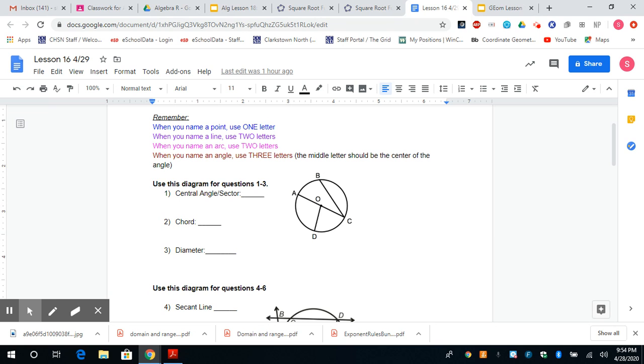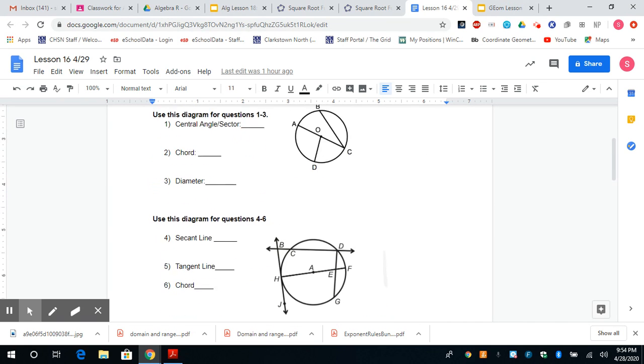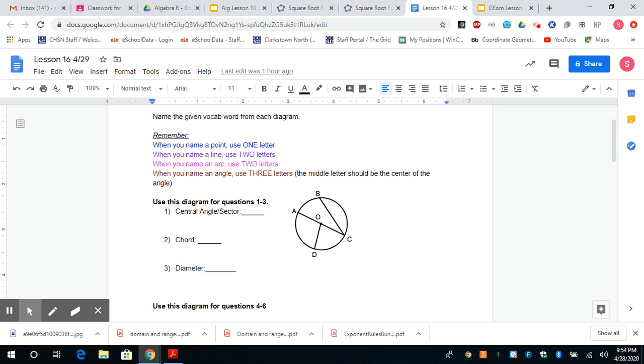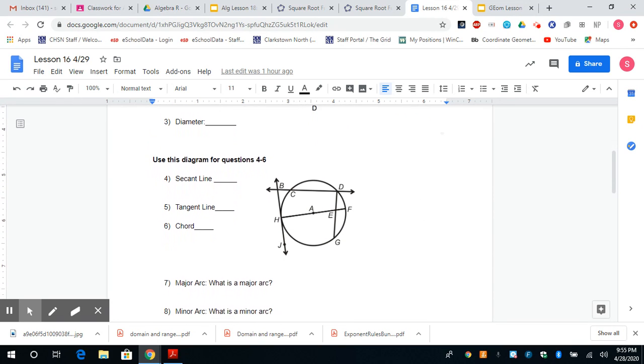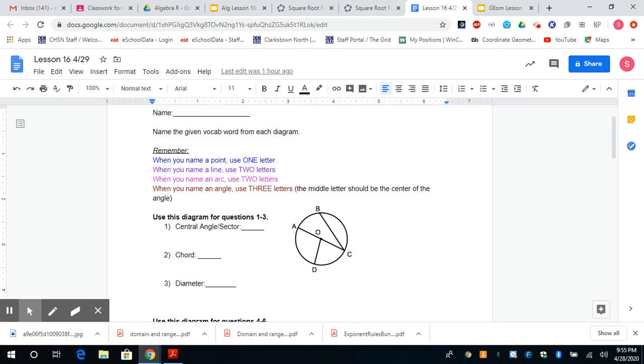Point of tangent, Z. One letter. A lot of these aren't one letter, so you're fine. When you name a line, you use two letters. So if it's a chord, diameter, radius, secant line, or tangent line, you're using two letters. So I'll give you an example. A chord in number 1 in this diagram in front of me right here would be BC. So that's a chord, right? It's just touching two parts of the circle right across. It doesn't stop in the middle. It goes across to both sides of the circle.